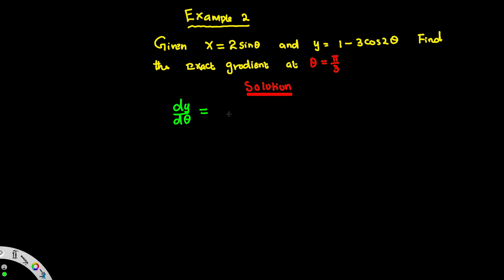Remember, 1 is a constant. So if you differentiate a constant, you are going to get 0. So we are not going to consider that. We shall leave it out. The part that we shall focus on differentiating is negative 3 cos 2 theta. The 3, of course, is a constant. You just leave it there.